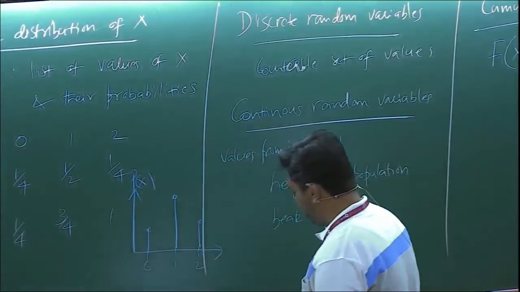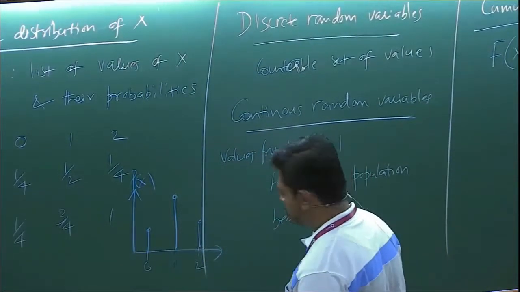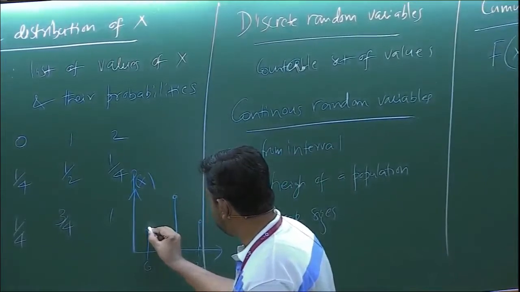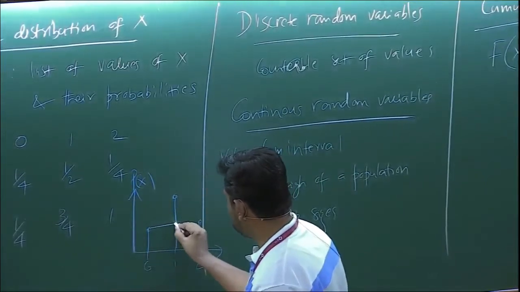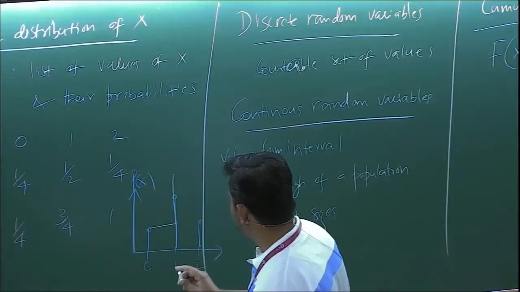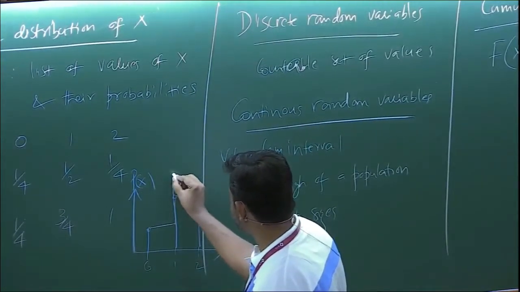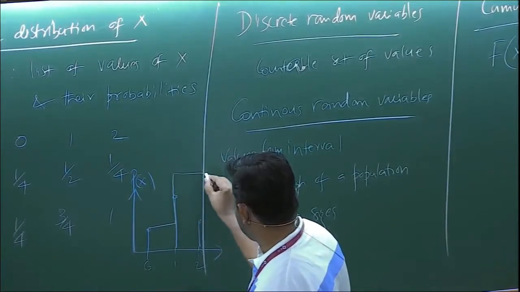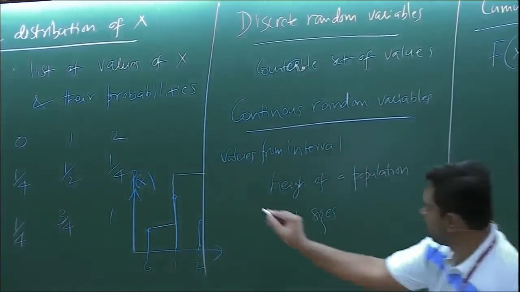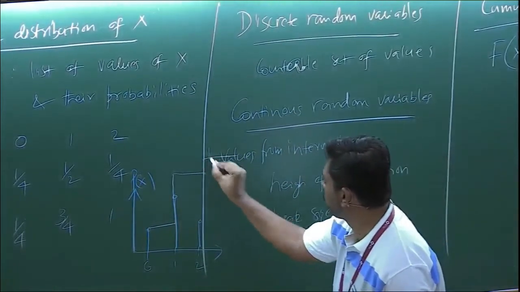If you plot that, it will look something like this: it's 1/4, and then suddenly jumps to 3/4, and then finally jumps to 1.